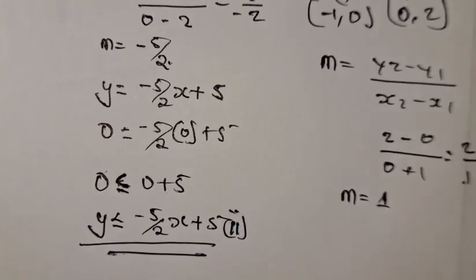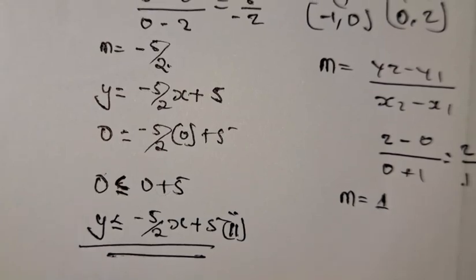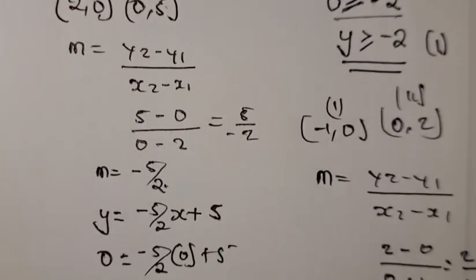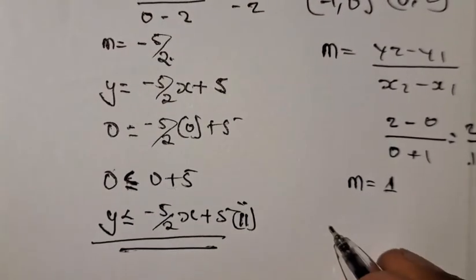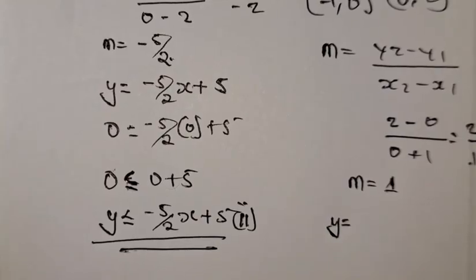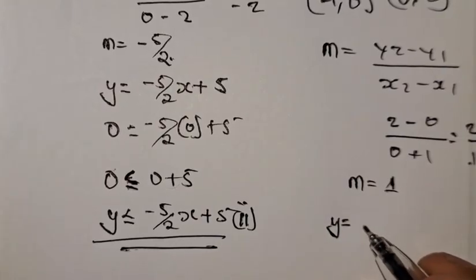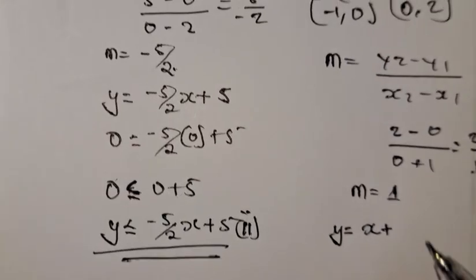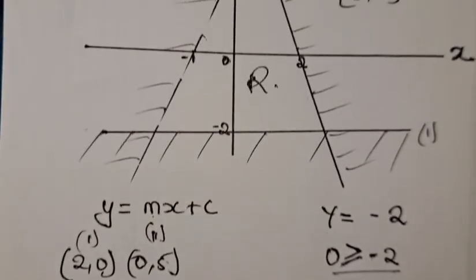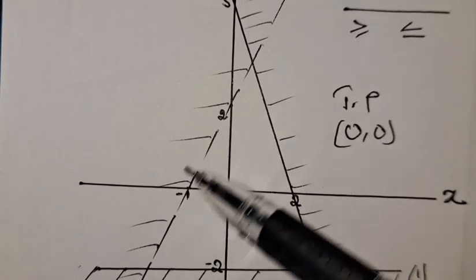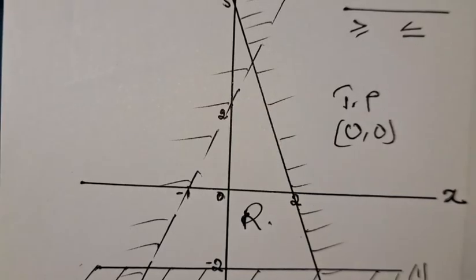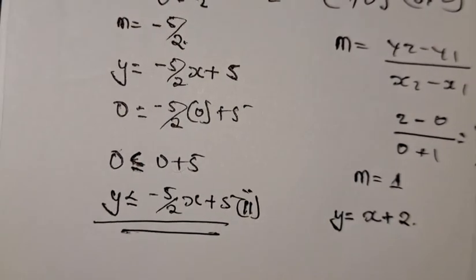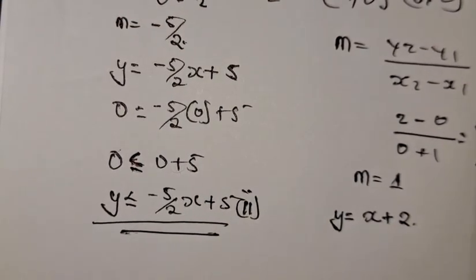Then I'm going to rewrite this formula where there's m, I'm going to put 1. But remember, 1 times x just remains as x. So it will be y is equal to 1 times x plus c. C, I don't have to calculate it because this line is passing through the y-axis at y is equal to 2. So my c is going to be 2.